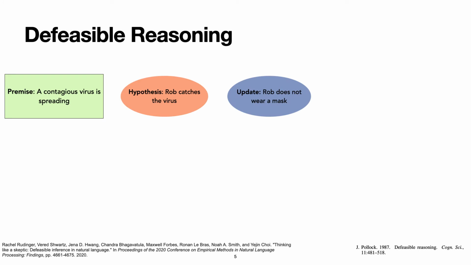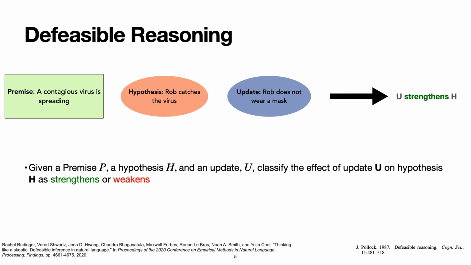So we have a premise, a contagious virus is spreading. Based on this premise, we have a hypothesis that Rob catches the virus. And suppose now we have some new update. Rob does not wear a mask. The question is, based on this new update, does this update strengthen or weaken the hypothesis? In this case, the update strengthens the hypothesis.